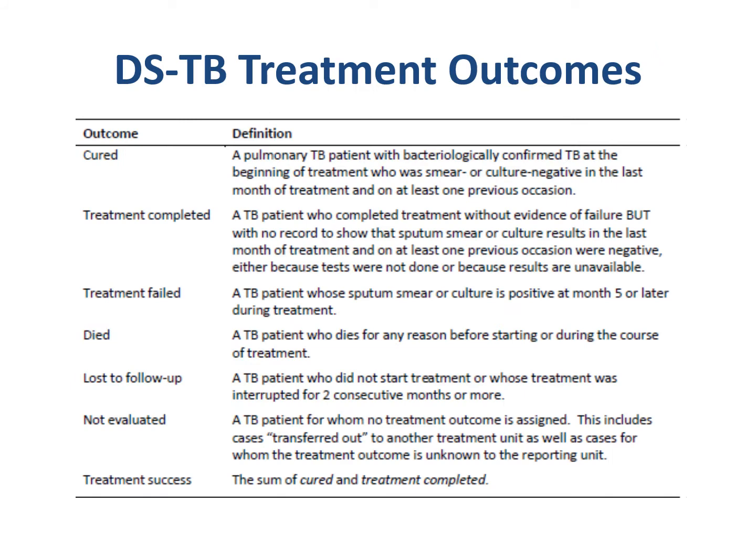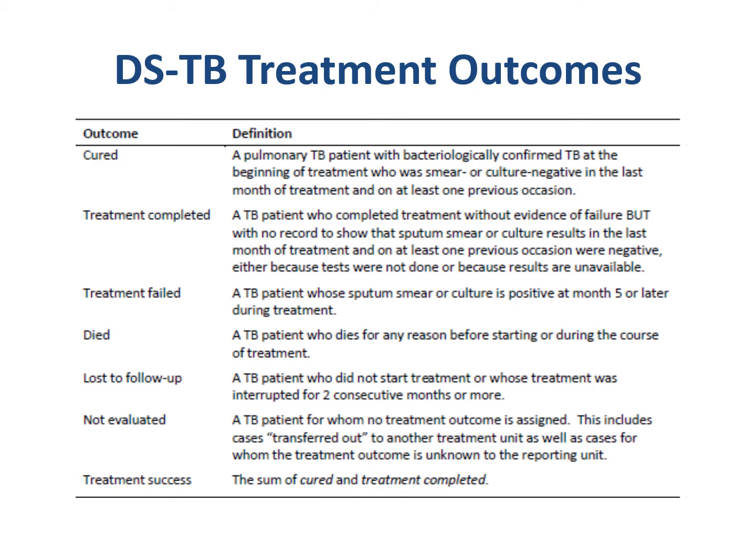You see here DS-TB treatment outcomes. Cured: a pulmonary TB patient with bacteriologically confirmed TB at the beginning of treatment who was smear or culture negative in the last month of treatment and on at least one previous occasion. Treatment completed: a TB patient who completed treatment without evidence of failure but with no record to show that sputum smear or culture results in the last month of treatment and on at least one previous occasion were negative, either because tests were not done or because results are unavailable.